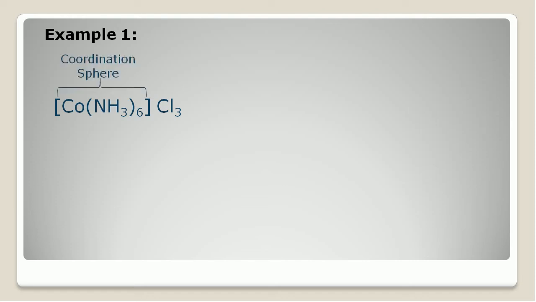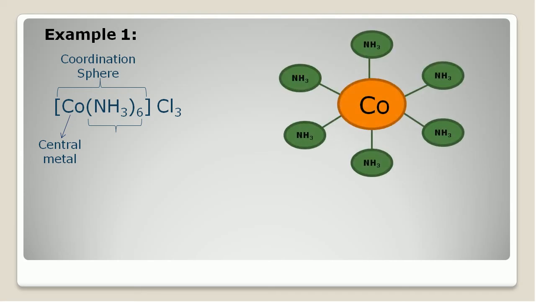So, here is an example of a coordination compound. In this compound, let us first find out the coordination number, that is the secondary valency. As we have already studied, the portion of the compound inside the square bracket is called the coordination sphere. Here we have cobalt as the central metal atom, which is bonded to 6 ammonia molecules. It can be shown in structure like this. Since the central atom is bonded to 6 ligands, its coordination number, that is the secondary valency, is 6.